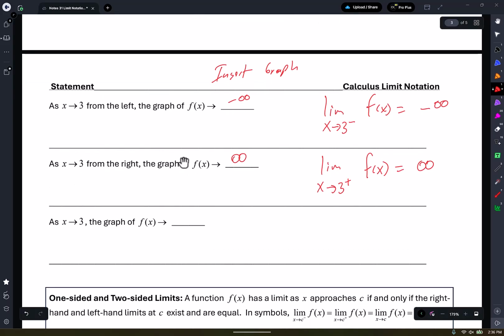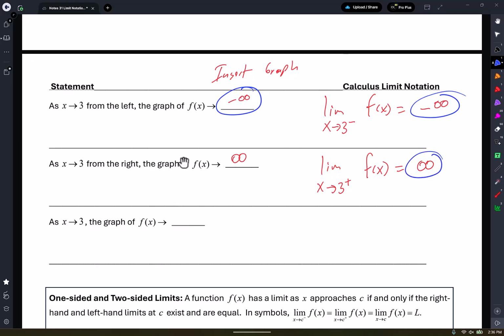Limit as x approaches 3, the graph of f of x. Well, look, if I approach from the left, it's negative infinity. If I approach from the right, it's positive infinity. Do they match? So we're going to say does not exist. Limit as x approaches 3 of f of x does not exist.